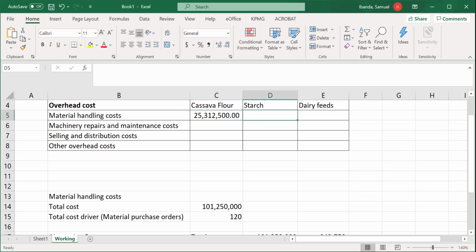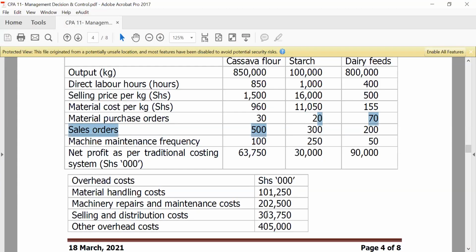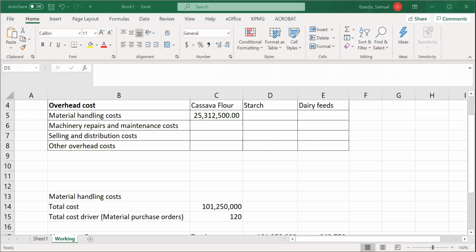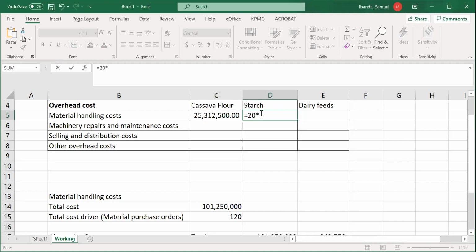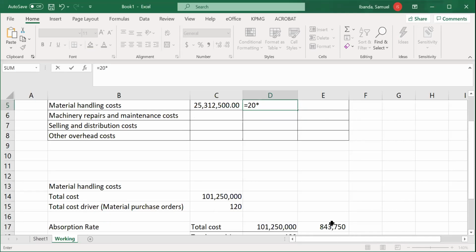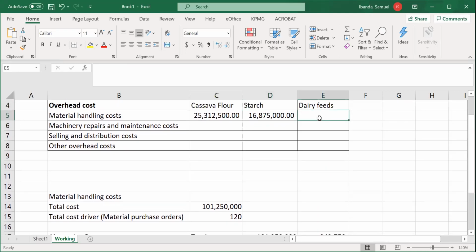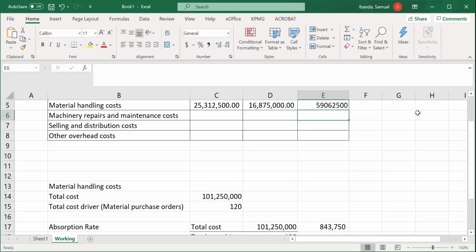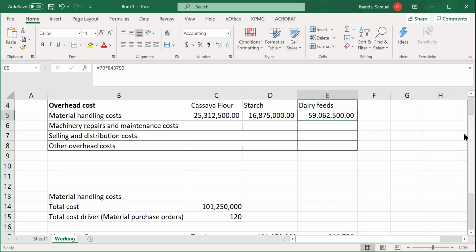So if I want to get for starch, I'll just come here and see what I have on starch. Starch, I have 20. I'll do 20 times 843,750 like that. So it gets me to 16,875. Then dairy feeds, I think this was 70 times 843,750. Like that, it will get me to 5569062.